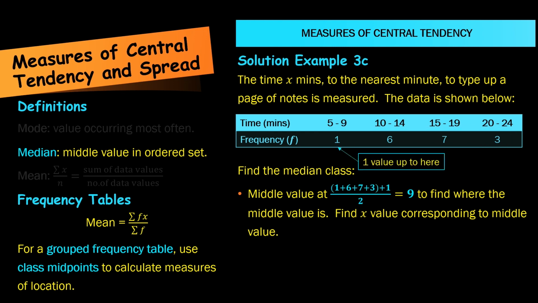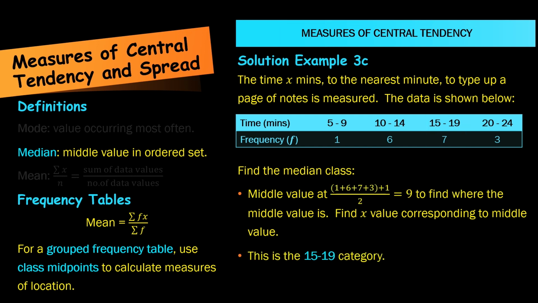So of course we have 1 value up to here, 7 values up to here, and the 9th value therefore is in this category. And of course 9 was our middle value. The class corresponding to this is the 15 to 19 class. And so the median class is the 15 to 19 class.